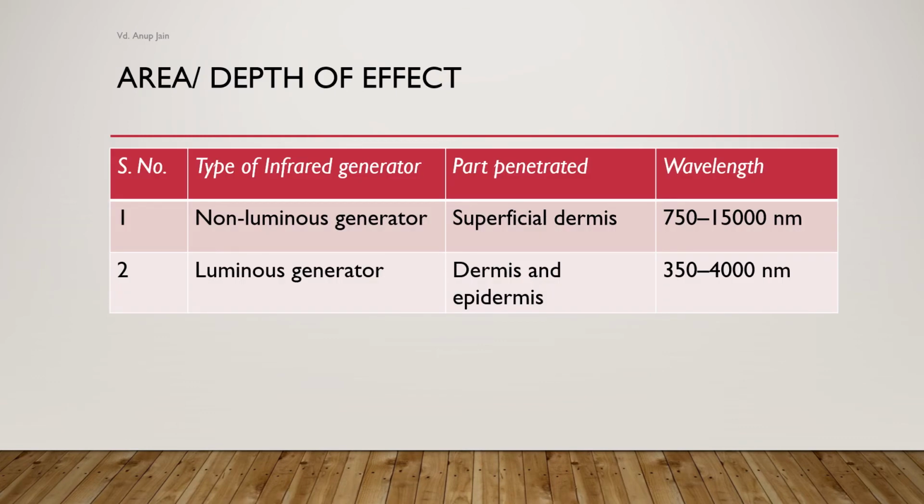The area or depth of effect of both these generators differ. The non-luminous generator produces rays which can penetrate up to the superficial dermis and have a wavelength between 750 to 15,000 nanometer. On the other hand, the luminous generator can penetrate up to the dermis and epidermis, and it has a wavelength between 350 to 4000 nm.